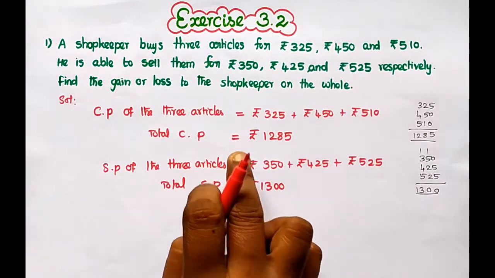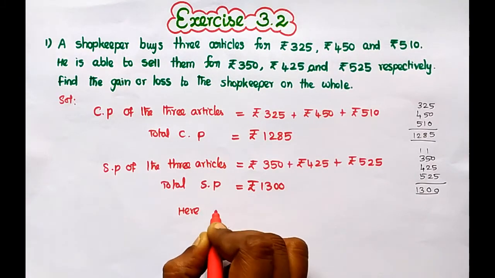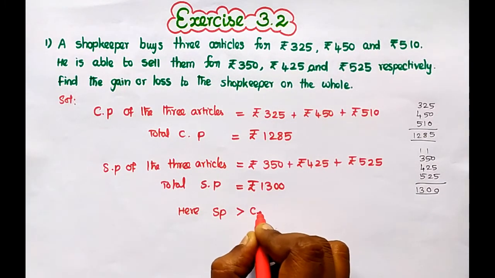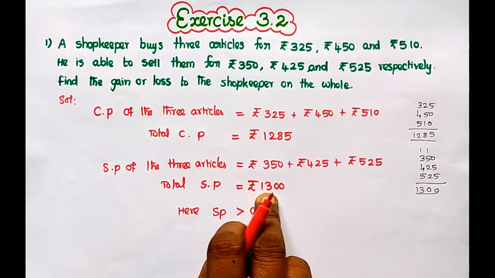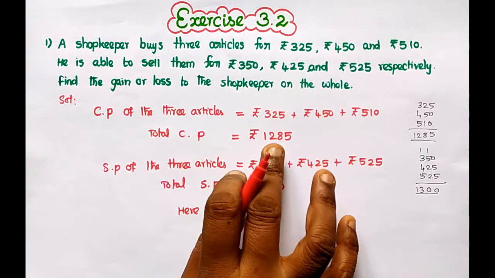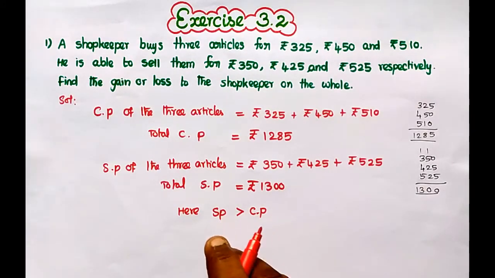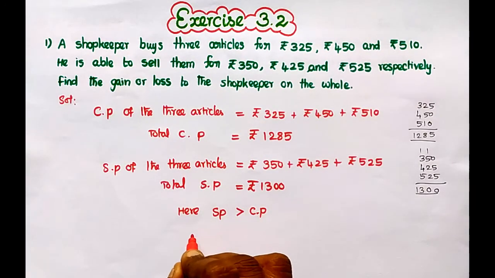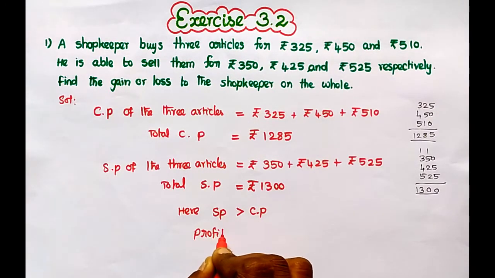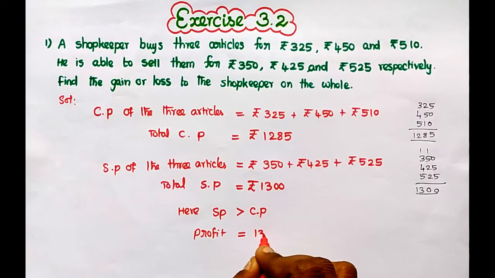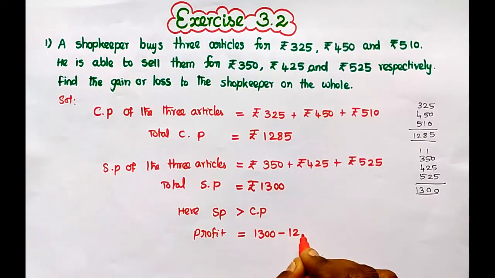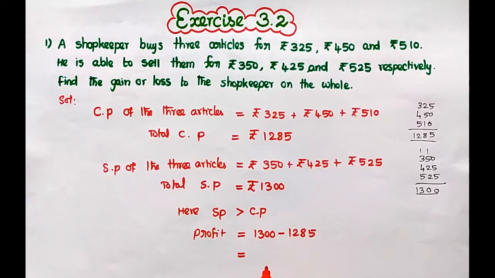Listen, the selling price and cost price. Here the selling price is greater than the cost price, right? Selling price is 1300, total cost price is 1285. So that is greater than the cost price. Greater than cost price means that is profit. How much profit? 1300 minus 1285, that is equal to 15 rupees profit. That is the answer.